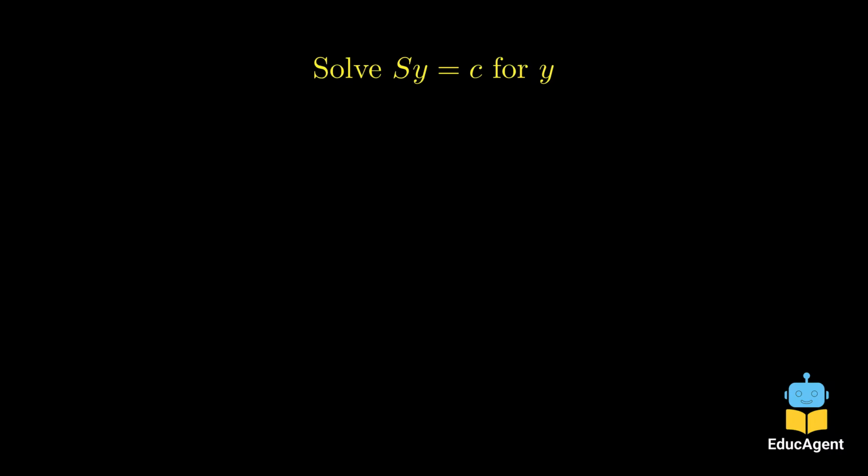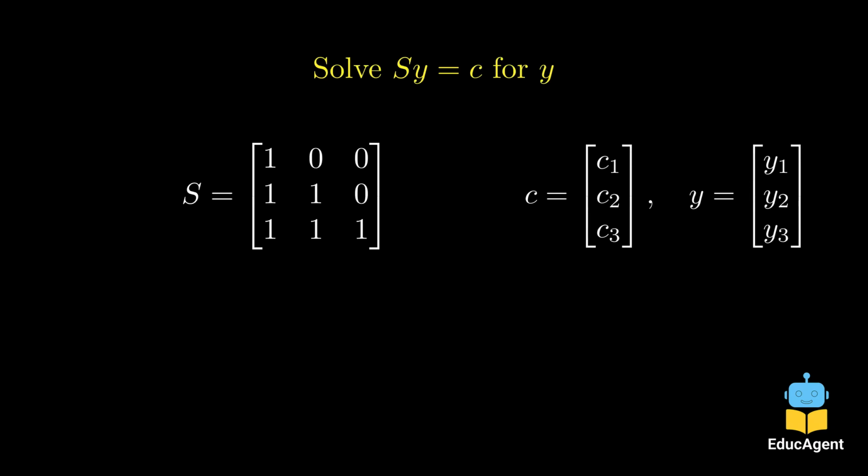Here's the problem we'll solve today. Here is the matrix S. Notice it is lower triangular with ones on the diagonal. And here is the right-hand side vector C and the unknown vector Y with 3 components. We are given a lower triangular matrix S and a column vector C. We will solve Sy equals C for Y. Write Y as S inverse times C, and determine if the columns of S are independent.